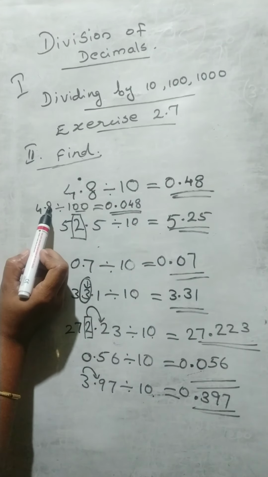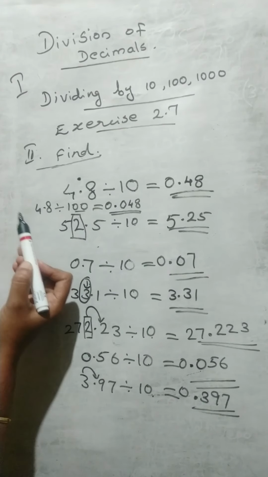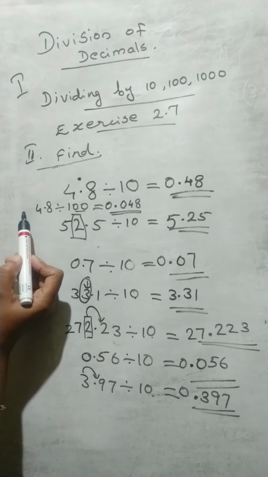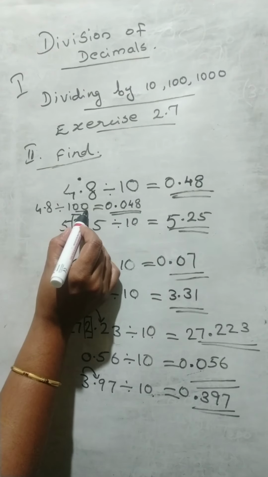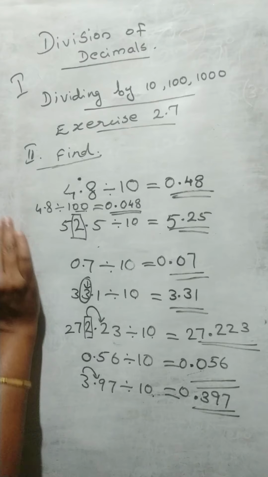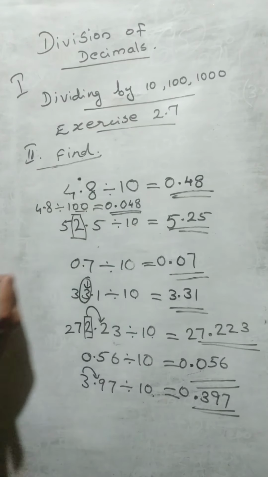Here 8 is already there after this decimal point, so we cannot count that digit. So we have to count the digits before the decimal itself. Okay. Now dividing by 100. So here there are not enough digits to move after this decimal point, so we can keep here 0.